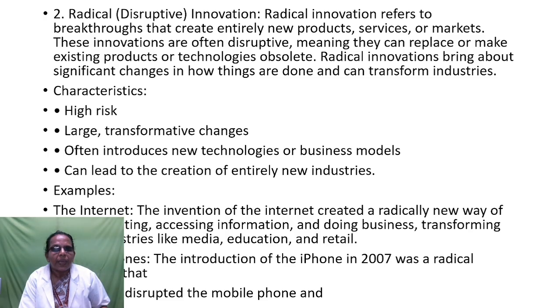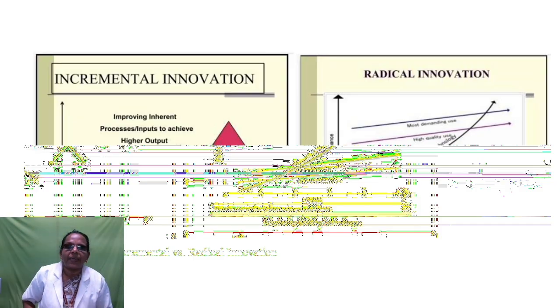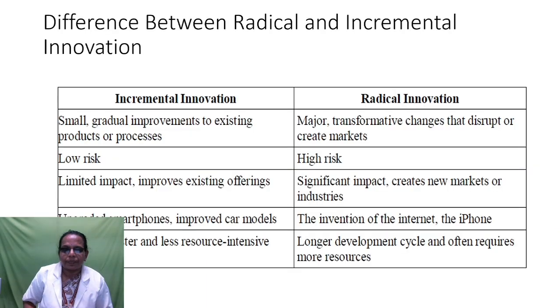new industries. Example: the internet. The innovation of the internet created a radically new way of communicating, accessing information and doing business, transforming entire industries like media, education and retail. Smartphone. The introduction of the iPhone in 2007 was a radical innovation that completely disrupted the mobile phone market. So these are incremental innovation and radical innovation.